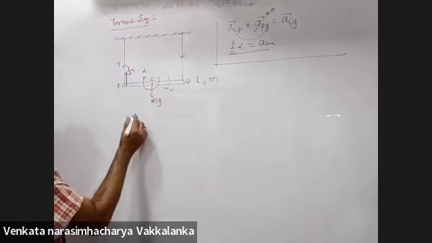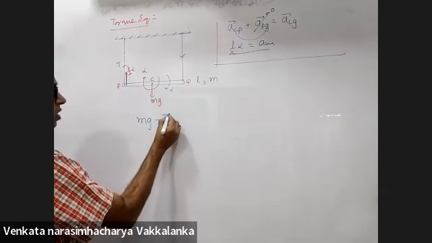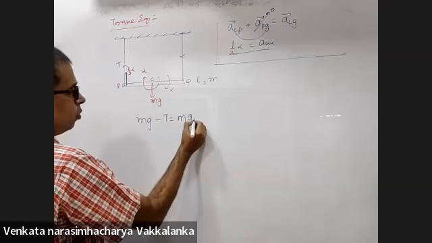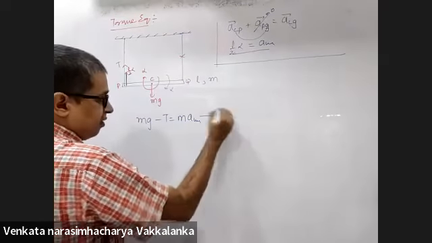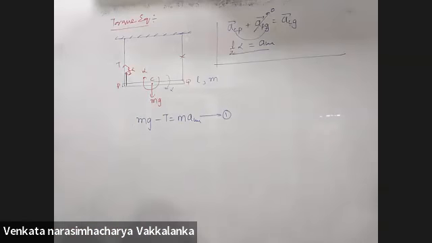First, the translational dynamic equation: mg minus T is m into ACM. This is my first equation. Are we okay with this? Yes.